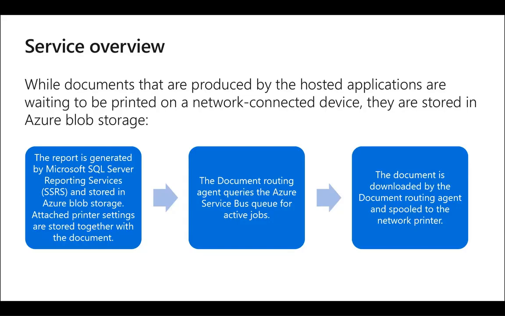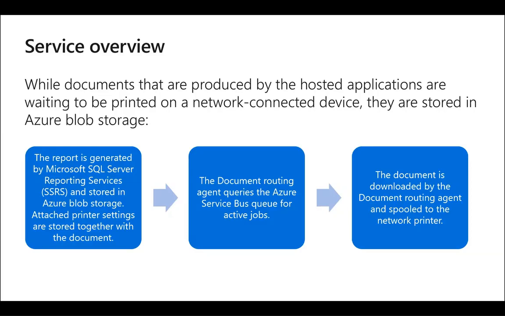While documents that are produced by the hosted application are waiting to be printed on the network-connected device, they are stored in Azure Blob storage. The sequence is as follows. First, the report is generated by Microsoft SQL Server Reporting Services, SSRS, and stored in Azure Blob storage. Attached printer settings are stored together with the document.